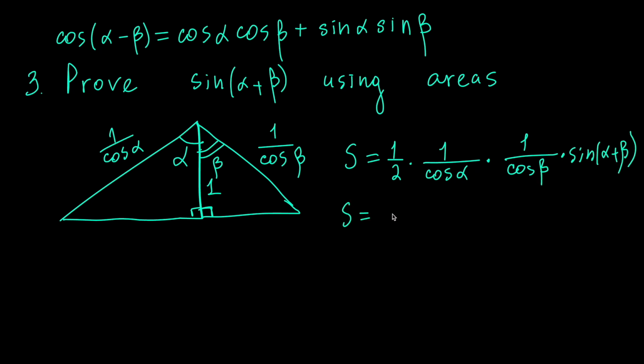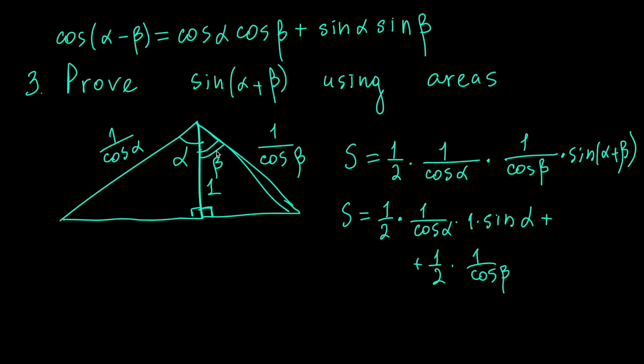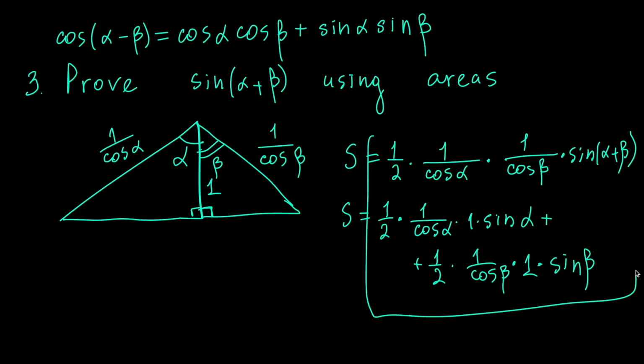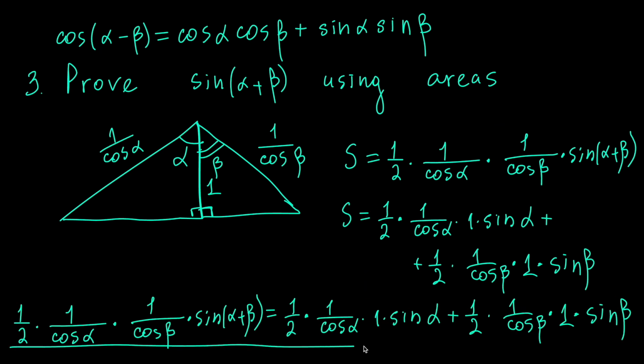On the other hand, the very same area is 1/2 of the product of these two sides multiplied by the sine of the angle between them, or the area of this triangle plus the area of this triangle. So it's 1/2 times 1 over cosine alpha times 1 times sine alpha plus 1/2 times 1 over cosine beta, or this side, times 1 times sine beta, and this is the same area. So we have an identity.